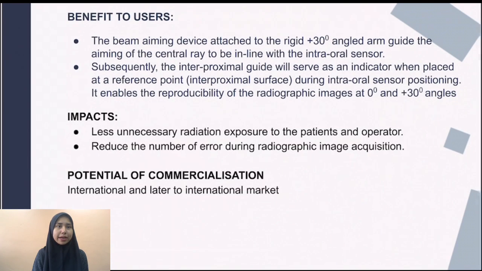So for the impact, there is less unnecessary radiation exposure to the patient and operator. It also reduces the number of errors during radiographic image acquisition. So next is the potential of commercialization. We are planning to promote our product in the international market.